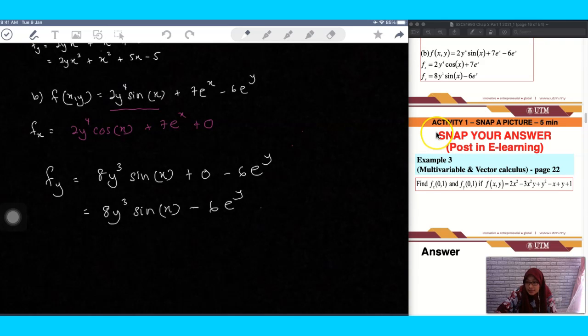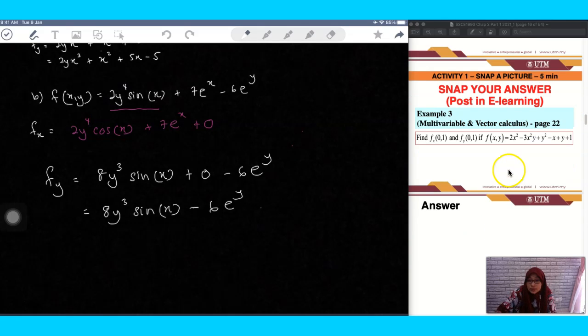The next question is from another book, but I'm not sure which book. I leave this for you to do as an exercise, just part of the activity. You have to complete this, and I want you to post the answer in the Padlet by using the link of Q&A that I shared with you.